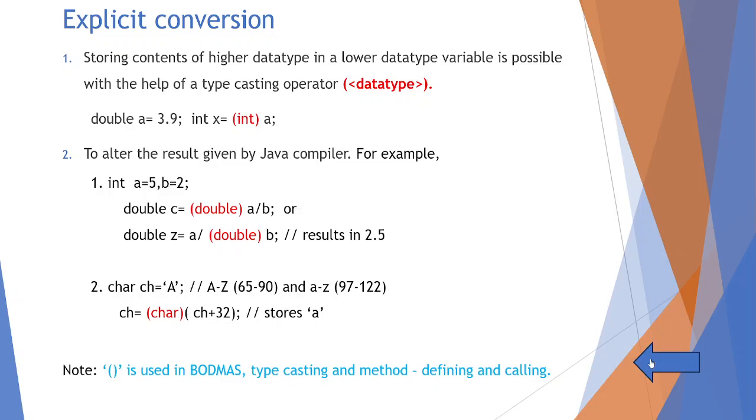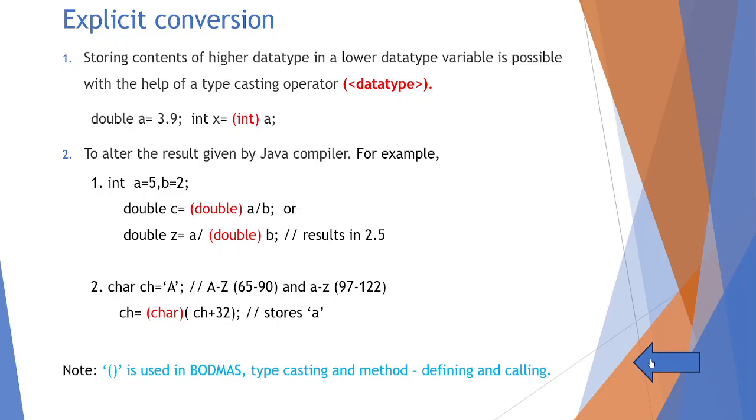Then implicit conversion. Java sees, okay, double means 5.0. 5.0 divided by 2. I need to give the answer in double. So it gives 2.5. This explicit conversion or typecasting operator can be used on either the first operand or the second operand. See that second one, double Z is equal to A upon double B. This also results in 2.5.